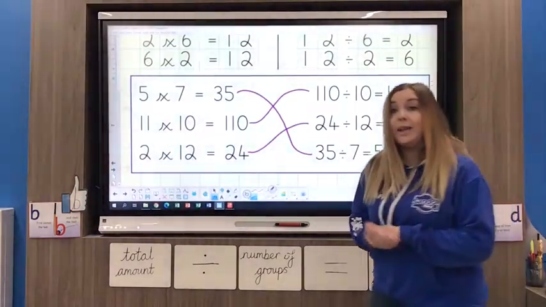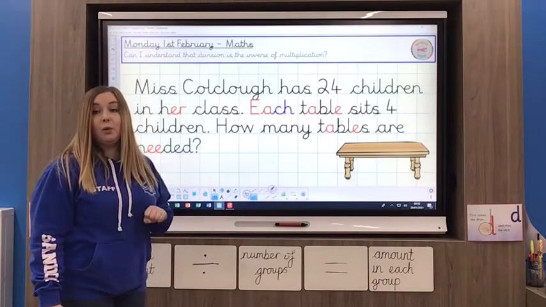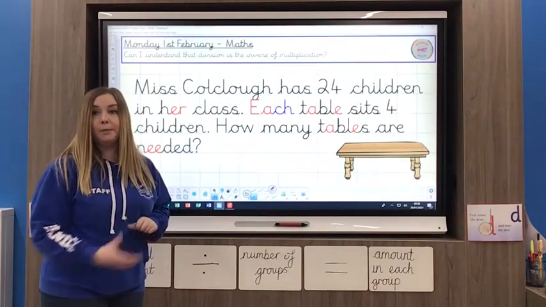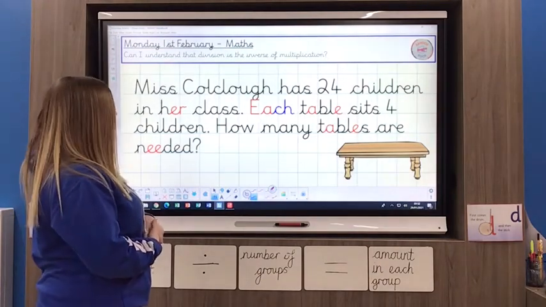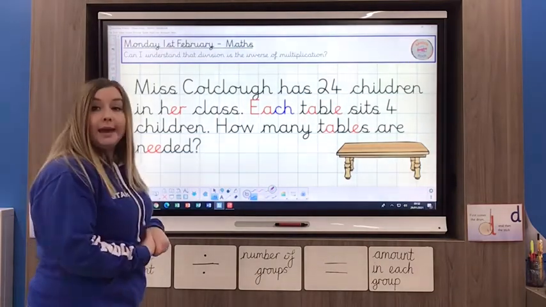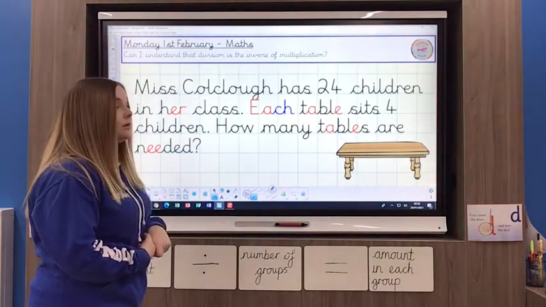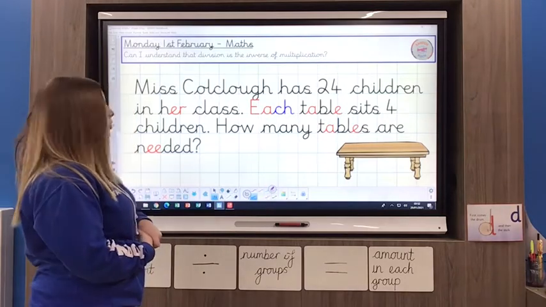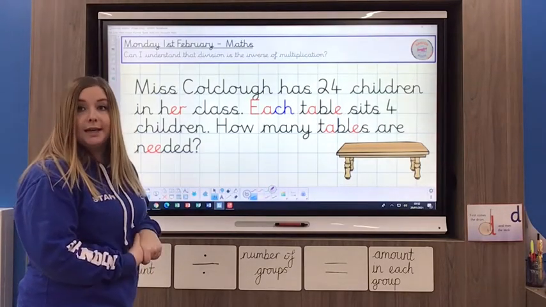And our final question on today's activity is a bit of a word problem. So I've got a word problem as well. It says, Miss Colclough has 24 children in her class. Each table sits 4 children. How many tables are needed?